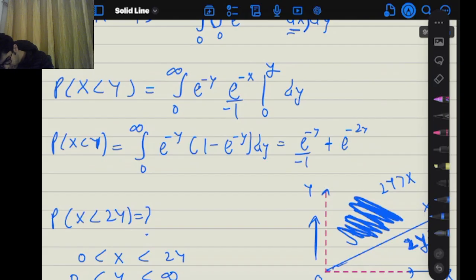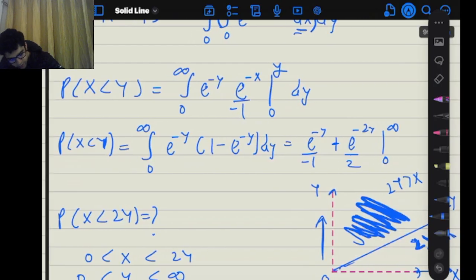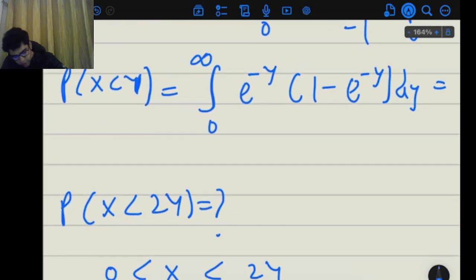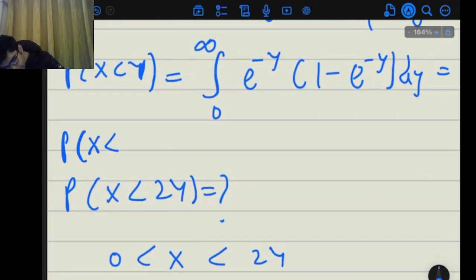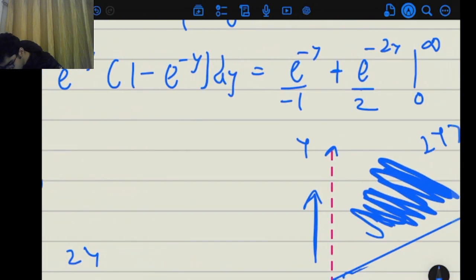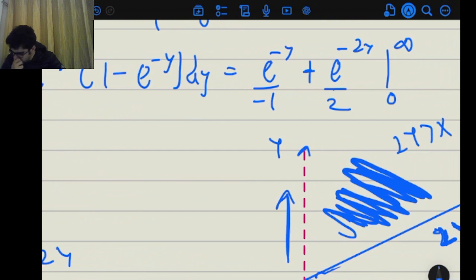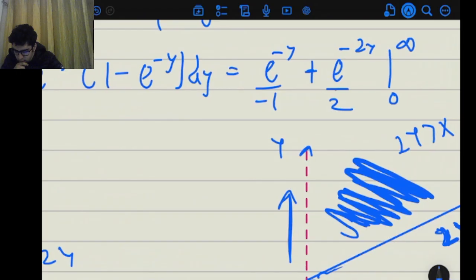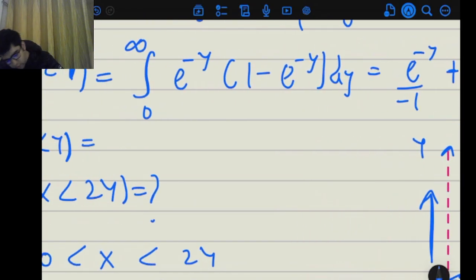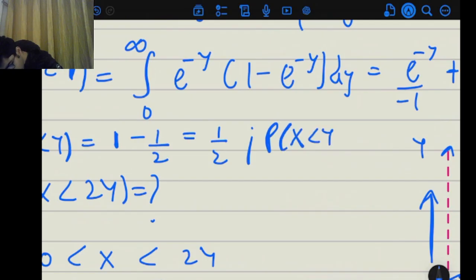So positive e to the power minus 2y by 2 minus e to the power minus y minus y becomes minus 2y divided by minus 2 plus 2, from 0 to infinity now. So ultimately, this becomes the probability of x less than y. e to the power minus infinity becomes 0 and 0, and minus 1 minus 1 positive 1, 1 minus 1 by 2, which is half. Therefore my probability of x less than y is half.